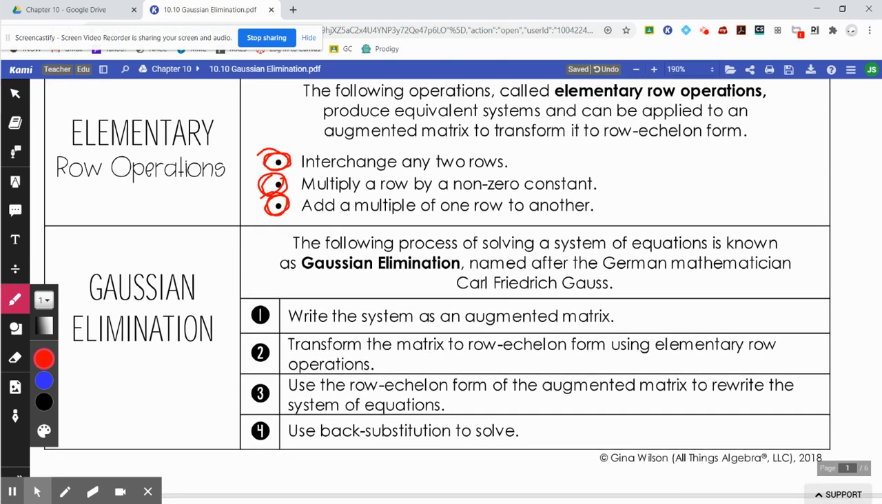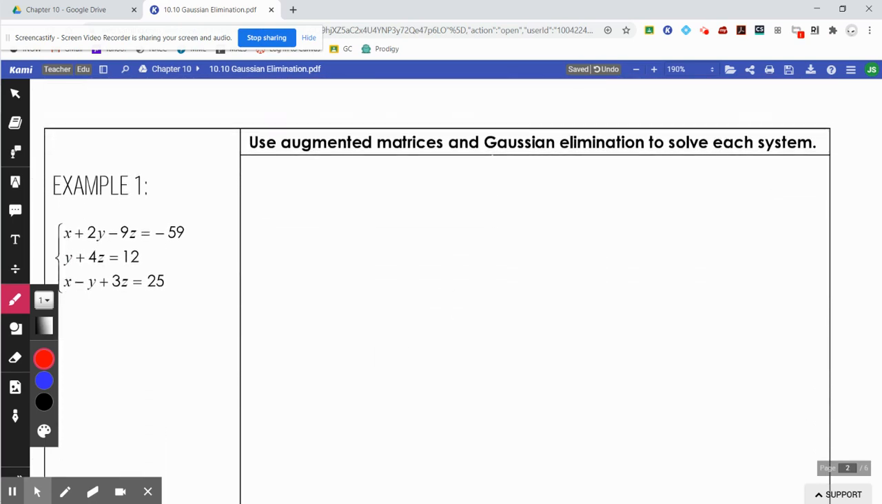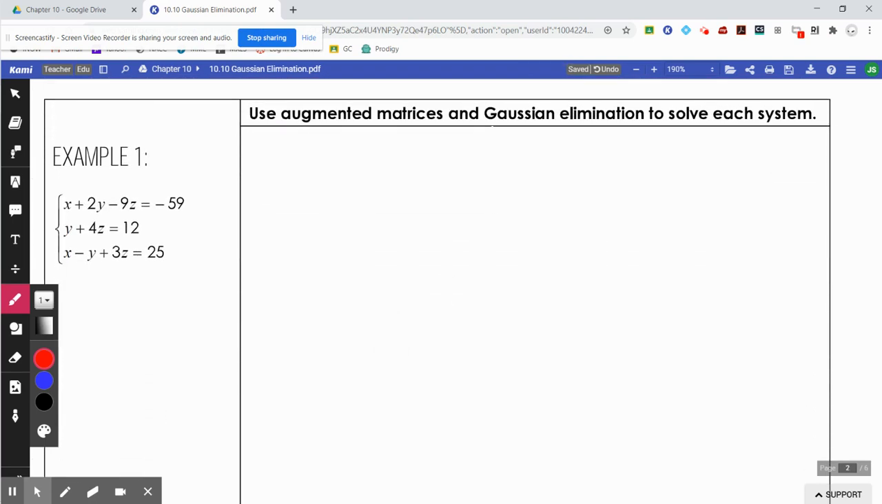So here we go, Gaussian elimination. The following process of solving a system of equations is known as Gaussian elimination, named after German mathematician Carl Friedrich Gauss. Number 1, write the system as an augmented matrix. Number 2, transform it to row echelon form using these elementary row operations. Number 3, use the row echelon form to rewrite it back as a system, and then use back substitution to solve. Let's try one of these, and these are going to take a little while to get used to. They're not easy.